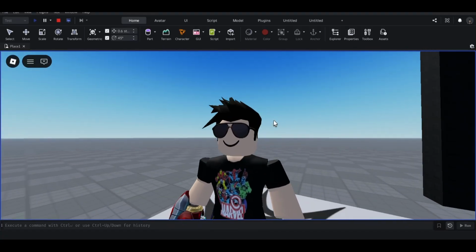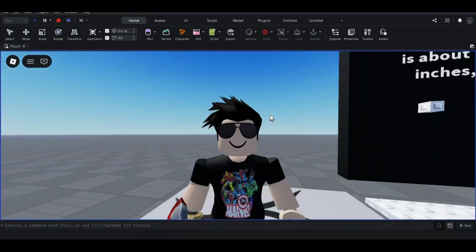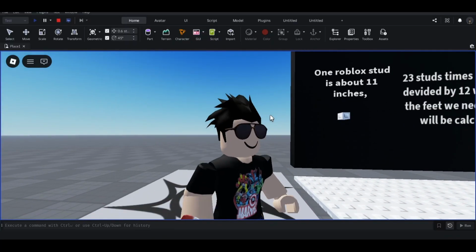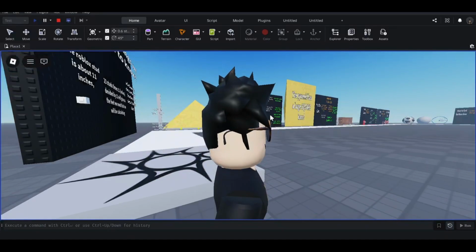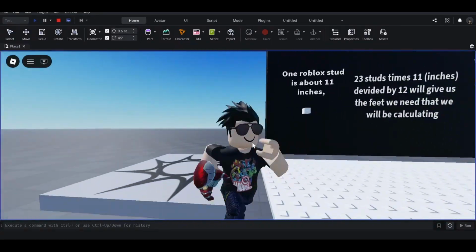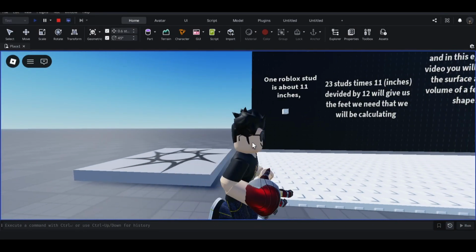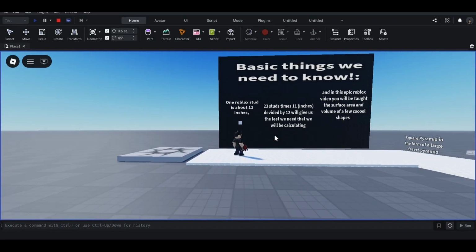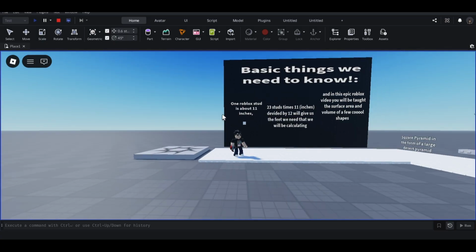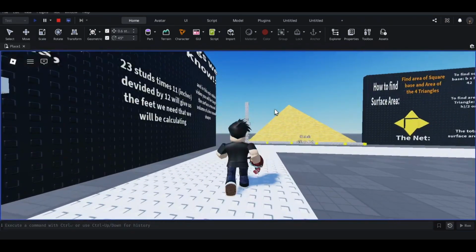Hey everyone, Eli here from the Eli Minecraft, and today I'm going to be showing you how to do geometry in Roblox. As you can see, I have some junk over there, and I'm going to be trying to do this as fast as possible. But first, we need a little bit of an intro, because there are some things that should be discussed before I even go on to the math problems.